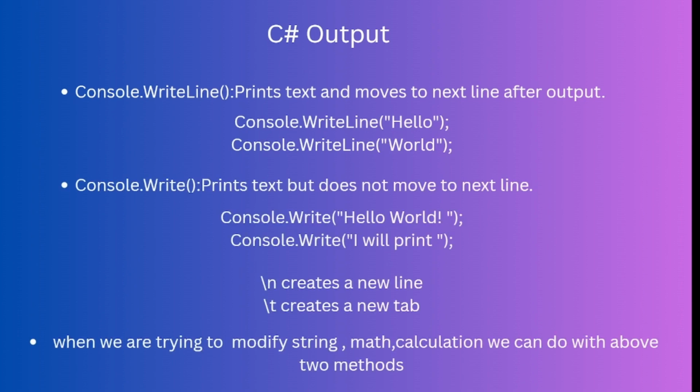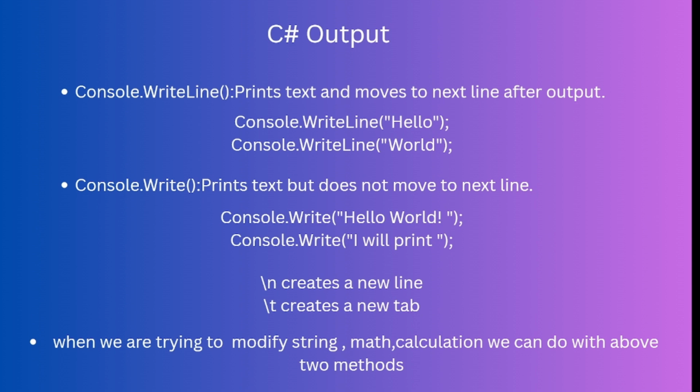Next one is C sharp output. Console.WriteLine is used to print and move to the next line after the output. For example, we have Console.WriteLine Hello and Console.WriteLine World. Here the output is Hello, and in the new line it shows World.